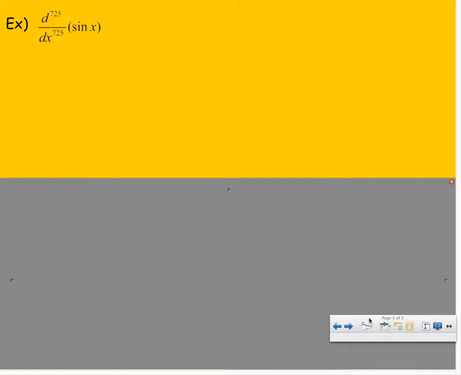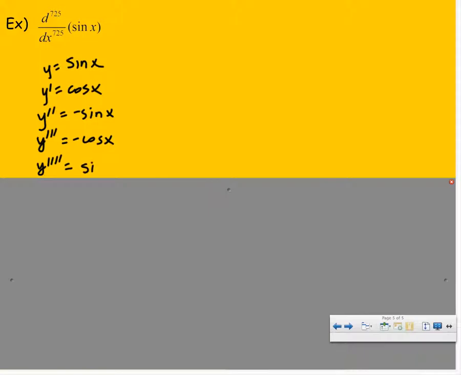So okay, let's just look at this. We're starting with sine. That's what y equals. And then we have first derivative, and that's going to be the derivative of sine is cosine. And then we want the second derivative, and the derivative of cosine is negative sine. And now the third derivative, the derivative of sine is cosine, so the derivative of negative sine is negative cosine. Now the fourth derivative, the derivative of cosine is negative sine, so the derivative of negative cosine is positive sine.